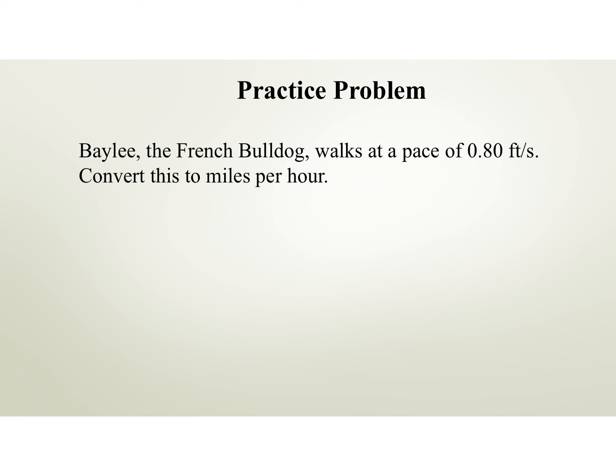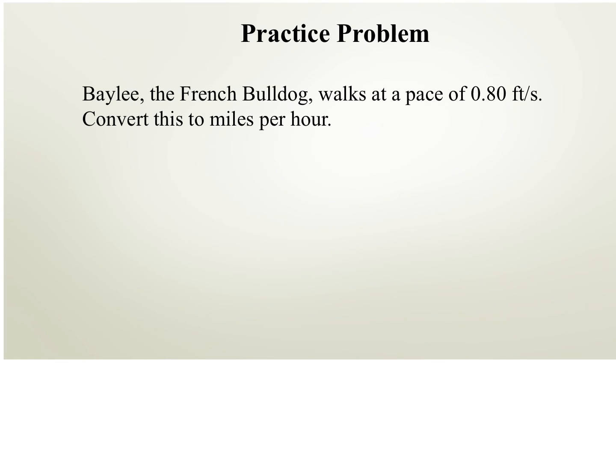Good. Okay, last problem. Bailey the French Bulldog walks at a pace of 0.80 feet per second. We're going to convert this to miles per hour. What's the number given in the problem? 0.80, and what's the unit? Feet per second, we're going to write as feet divided by seconds. And then what are you solving for? Miles per hour. Again, we're going to do miles divided by hours. Is that the same as miles per hour?